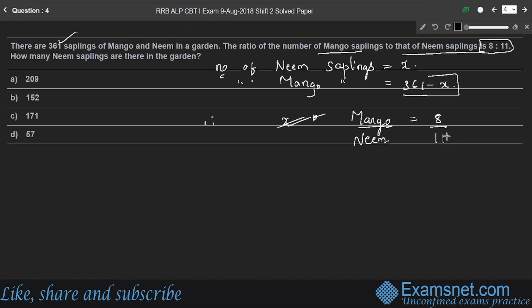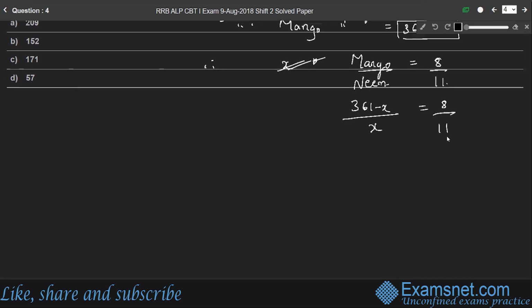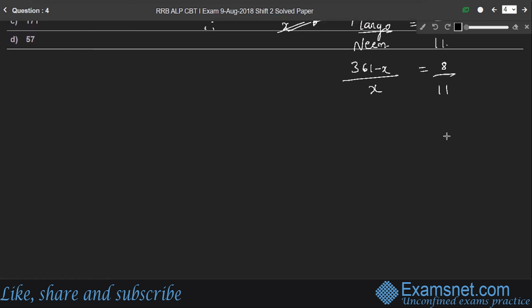So here mango saplings are 361 minus x, divided by neem saplings, which according to our assumption is x, is equal to 8 by 11, right? So we are going to find the number of neem saplings, which is the value of x. So let us simplify it. 361 minus x by x is equal to 8 by 11. Take this 11 to the other side. So 11 into 361 minus x is equal to, take this x to the other side, 8 into x. Therefore, 11 into 361 minus 11 into x is equal to 8x.